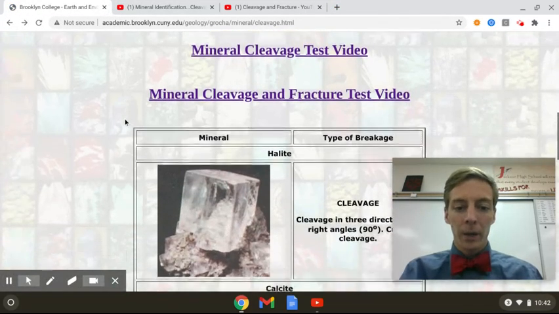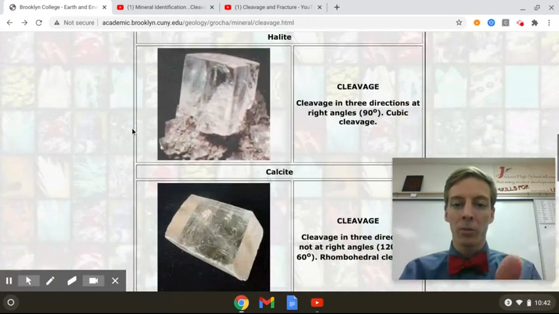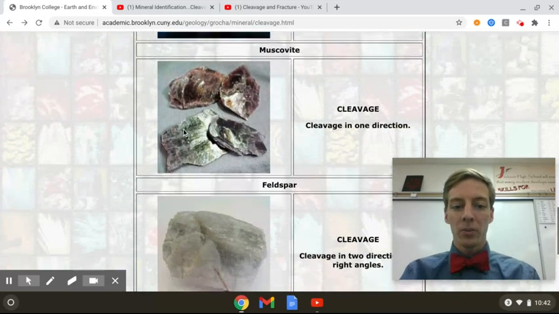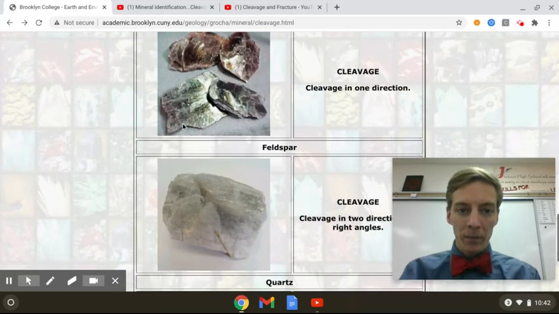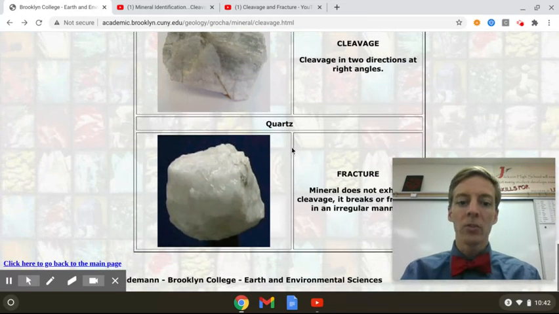All right, here we go. So halites, the salts, the calcites. So you can cleave them in 3 directions. 3 directions. 1 direction for gypsum. So these are other things. That's the muscovite. Okay.